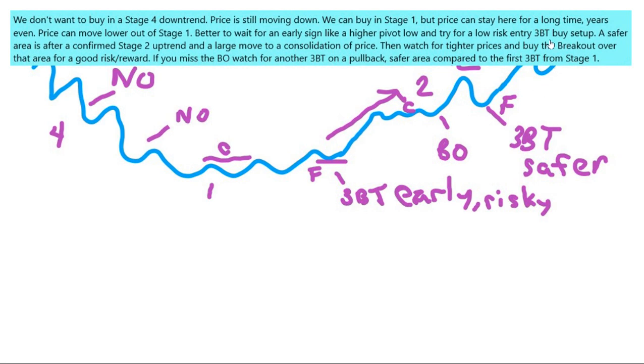So then watch for tighter prices and buy the breakout over that area for a good risk to reward. In this area, we would be looking for a tight stop, a good risk to reward. If it did go against us, we wouldn't lose very much money. If you miss this breakout here, watch for another 3-bar turn on a pullback, which is right here. Safer area compared to the first 3-bar turn over here in stage 1. So we're just looking for more confirmation in the areas where we're looking to enter to buy stocks.